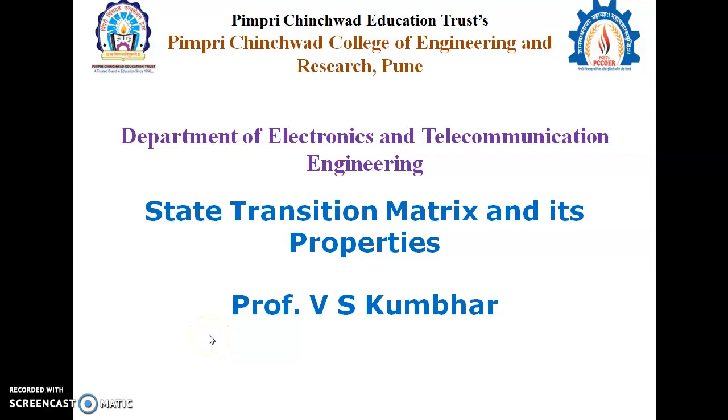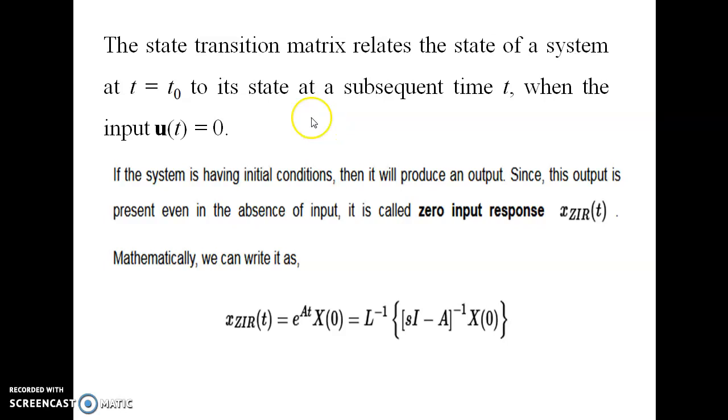In this video, let us discuss state transition matrix and its properties. The state transition matrix relates the state of the system at t equal to t0 to its state at a subsequent time t when the input is 0.